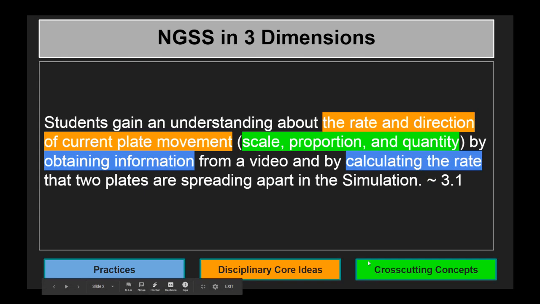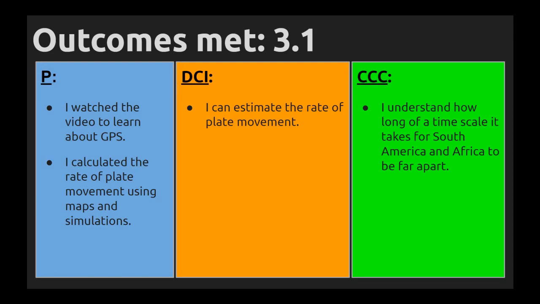Today you're going to gain an understanding about the rate and direction of current plate movement, a little bit of mathematics, understanding scale, proportion, and quantity. And you're going to obtain information from a video about GPS, and then you're going to calculate the rate the two plates are spreading apart in the simulation. So varied: some video, well, actually 2 videos, because we're going to use some Bill Nye today as well, and then some math and a little simulation. So they break the lesson up pretty well today.